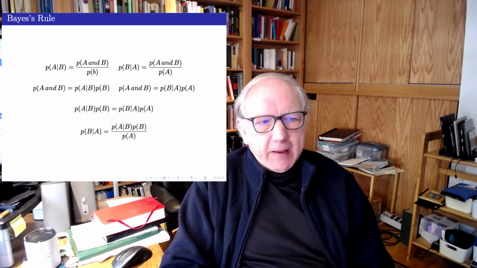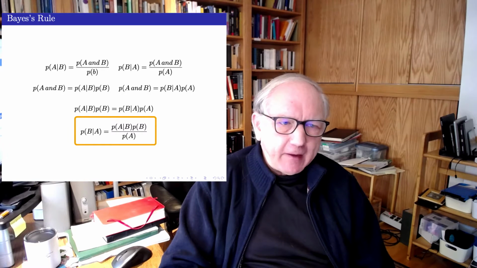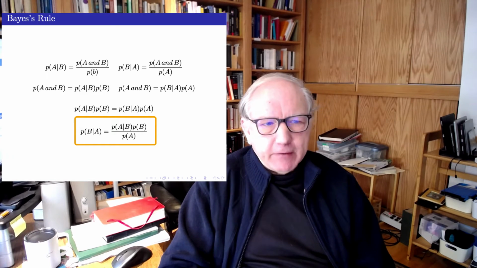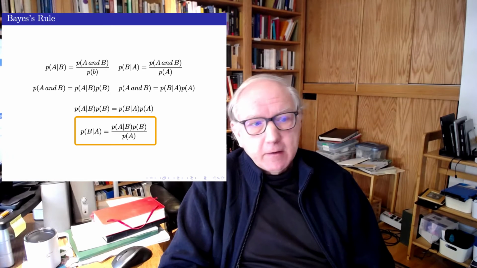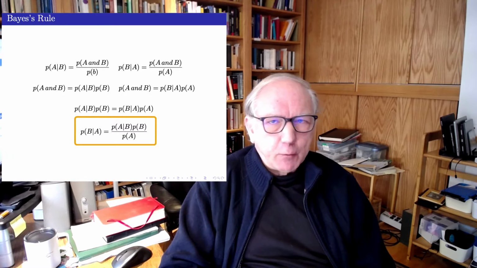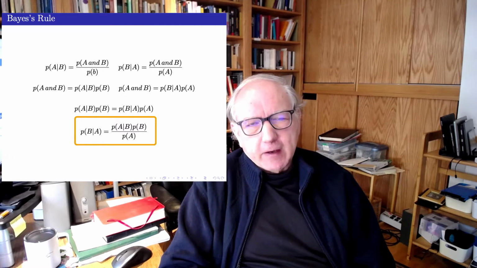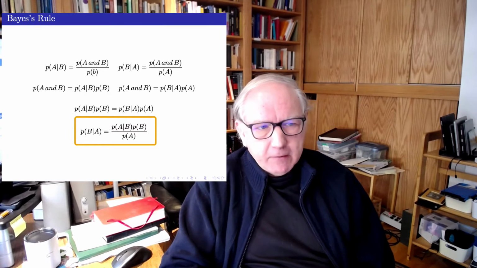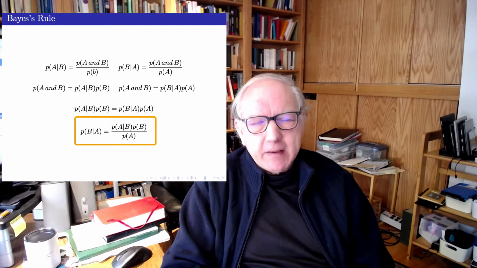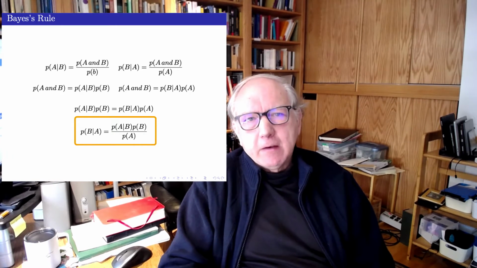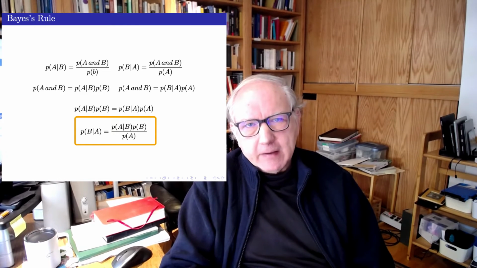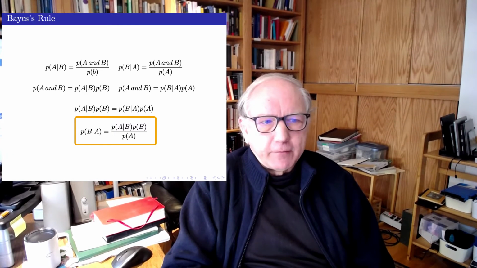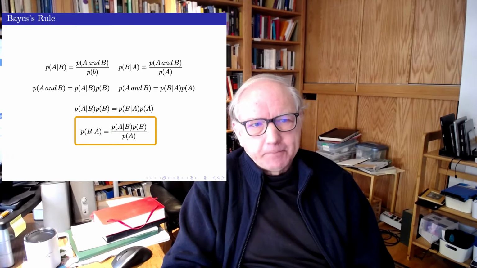Okay, so we start with Bayes' rule. And Bayes' rule basically says that the probability of B given A is equal to the probability of A given B times the probability of B divided by the probability of A. Okay, so to understand that, you need to understand a bit about what conditional probability means. What does it mean to say the probability of B given A? And then what you see is that Bayes' rule is a way of reversing that condition. So if we go from the probability of A given B to the probability of B given A, that's what it's about.